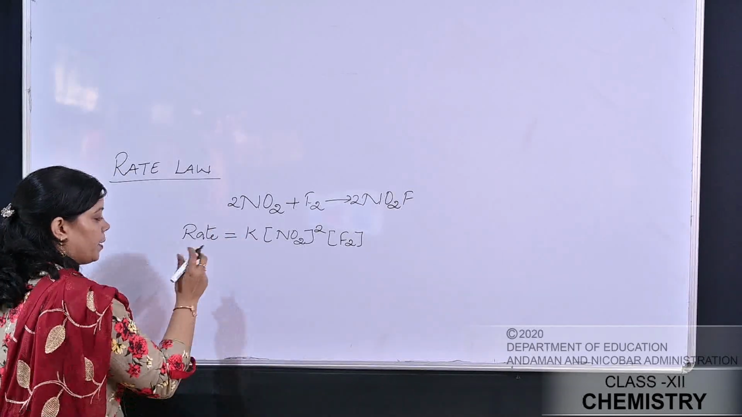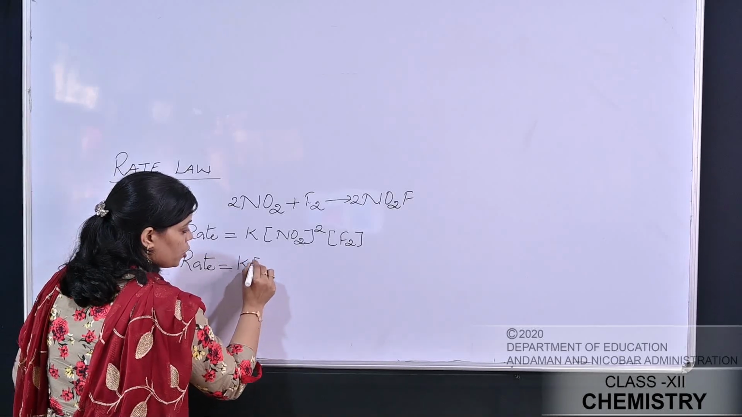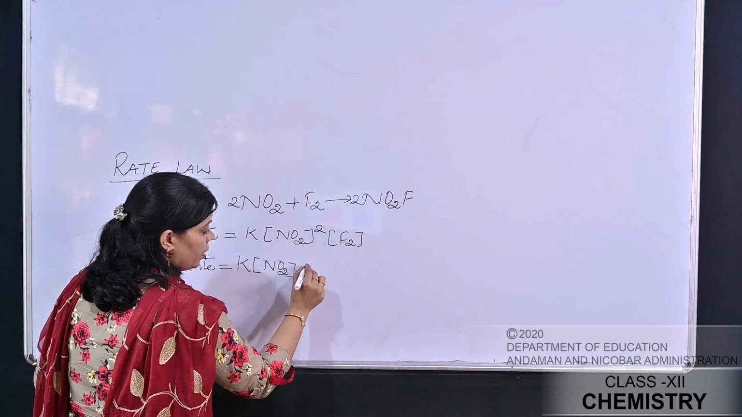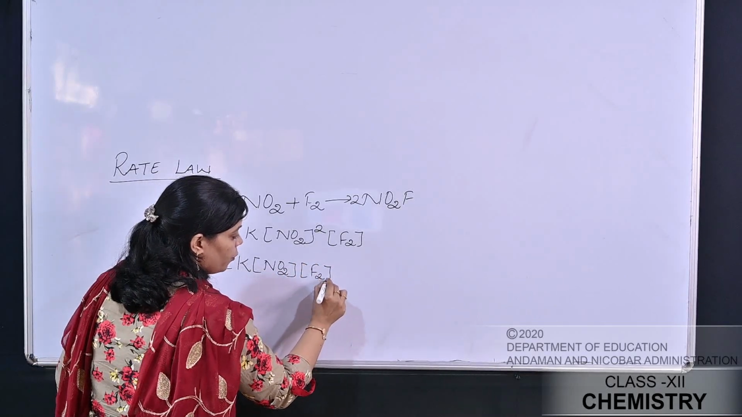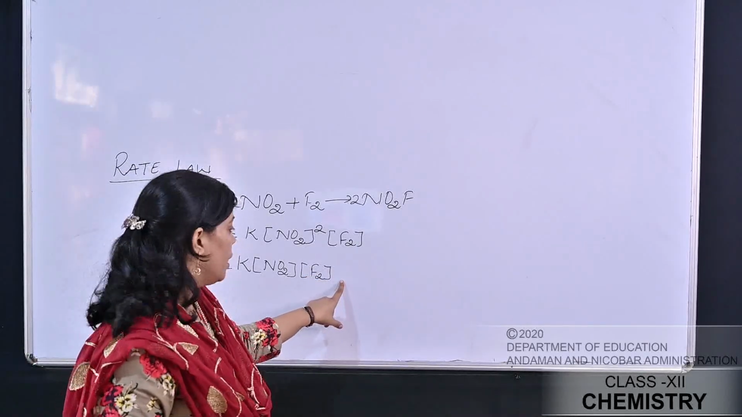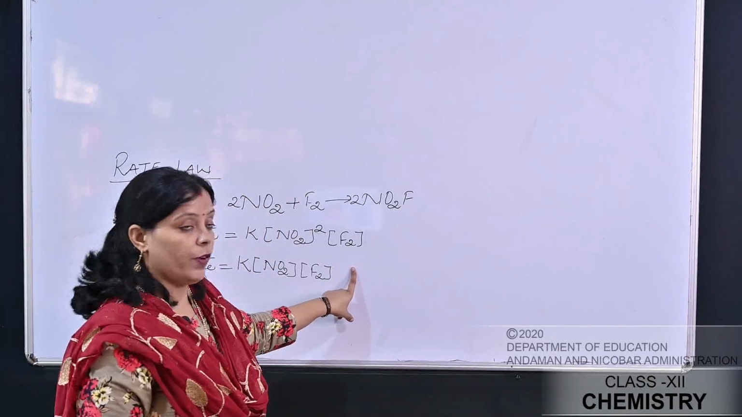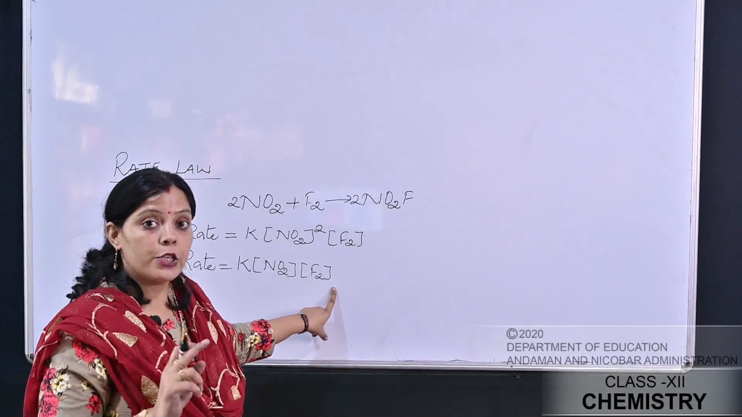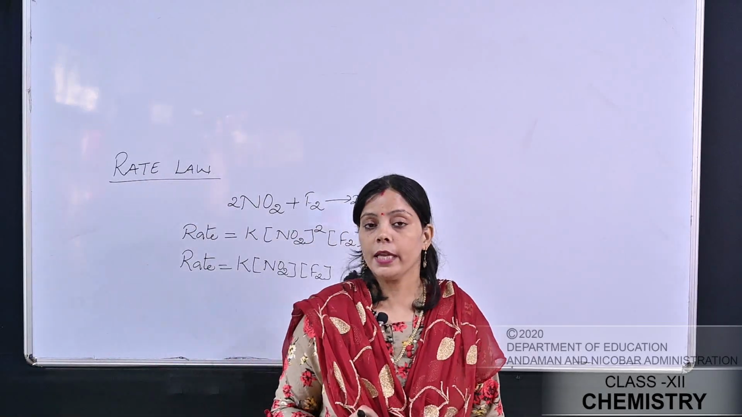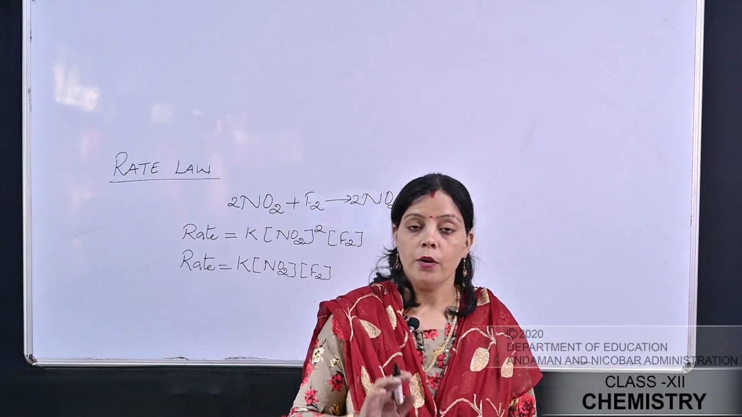On the basis of experimental results, the rate equation can be written as: the rate is observed to be directly proportional to the concentration of NO2 raised to power 1 and the concentration of fluorine also raised to power 1. So students, after this we come to the conclusion: what is the rate law? It means the mathematical expression in which the concentrations which actually influence the rate of the reaction are included is named the rate law.